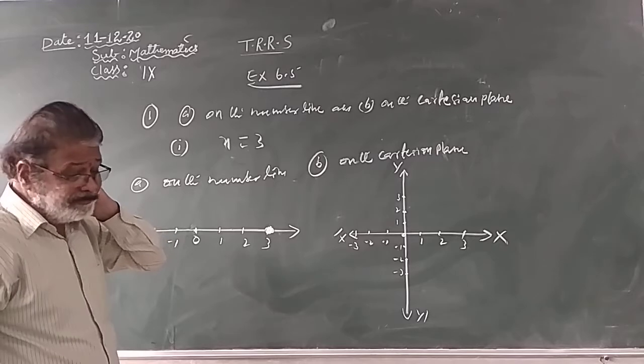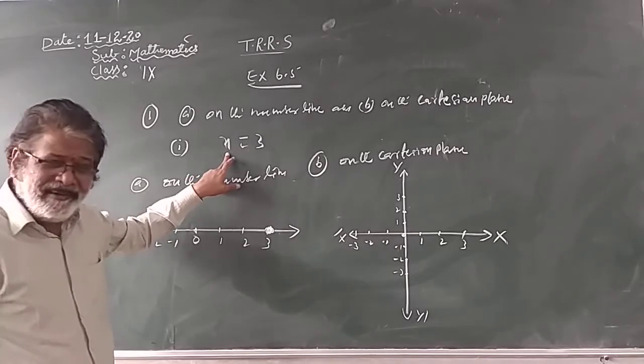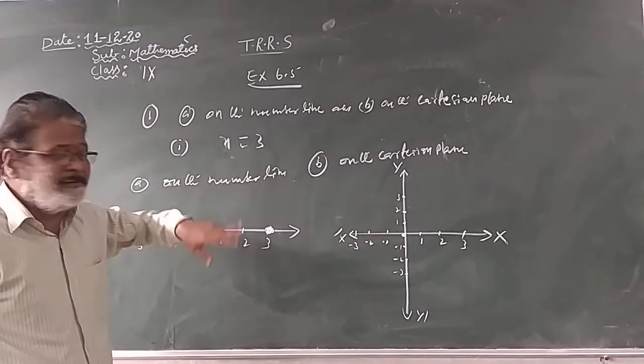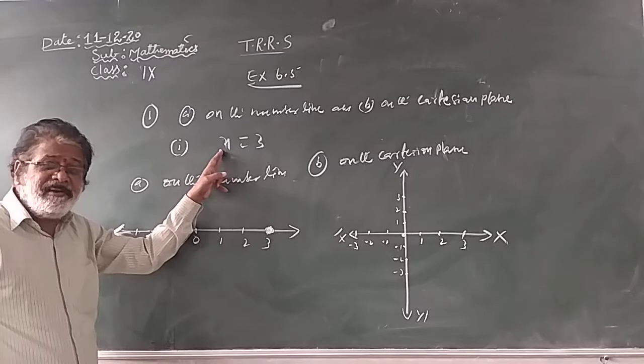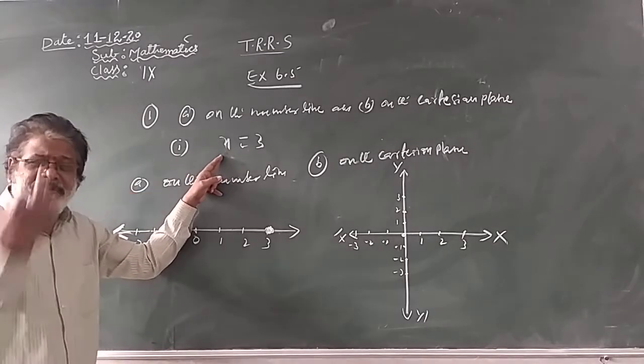What is the graph of x equal to 3? The graph of x equal to 3 is parallel to the y-axis. It is involved in x, so it is parallel to the y-axis. If it is involved in y, it is parallel to the x-axis.